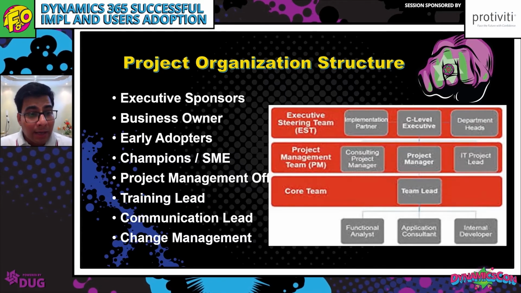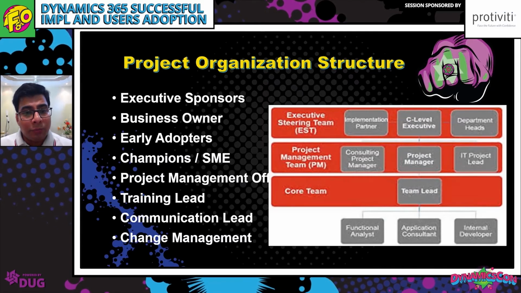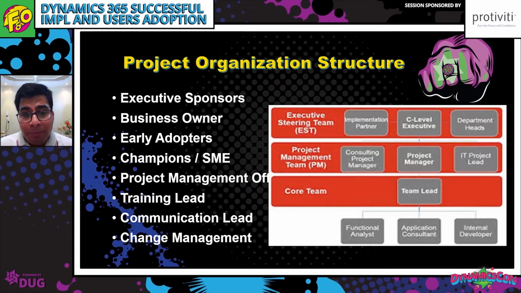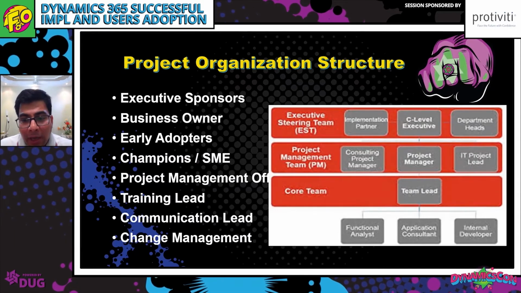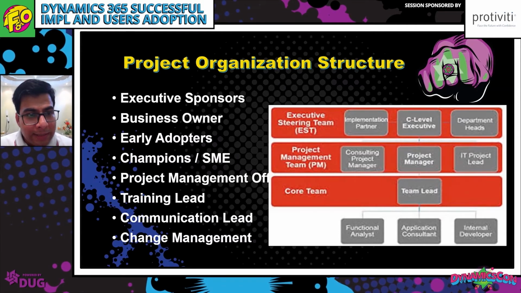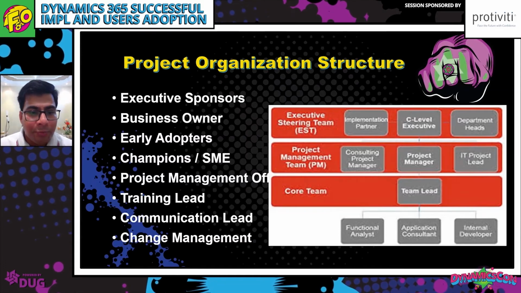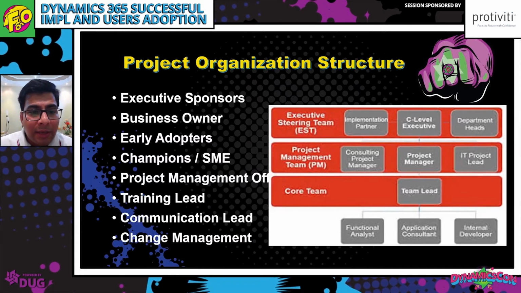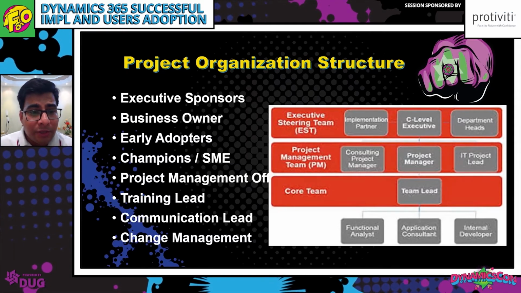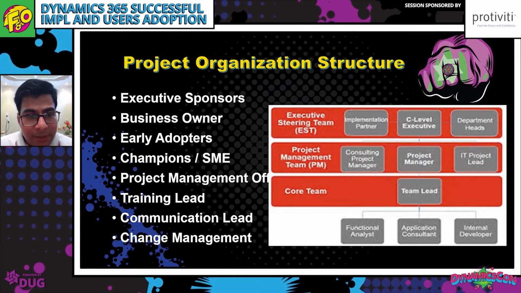They can map their current process with the new solution, and they can then do your representation to their team members, and it will be easy for them to explain. So executive sponsor, business owner, early adopters, champion, project management office: these are all the key areas where we need to have our representation, the business as well as the partners, to make this project successful.